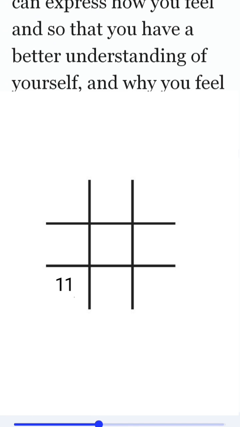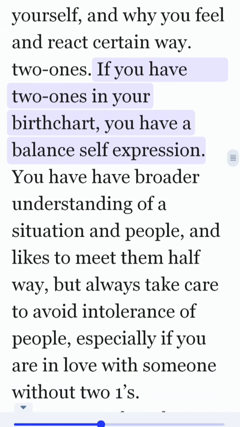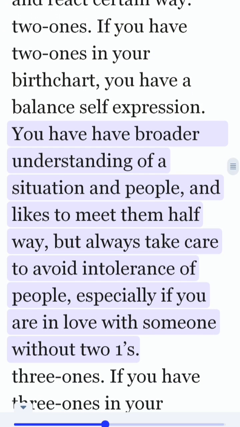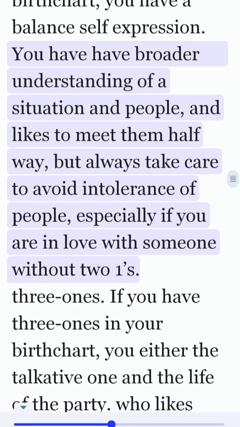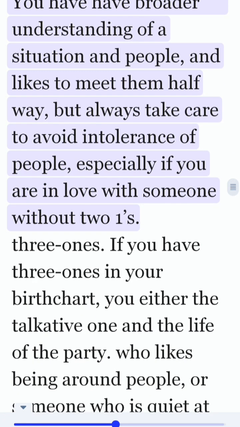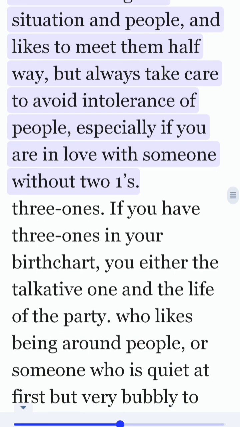2-1s: if you have 2-1s in your birth chart, you have a balanced self-expression. You have a broader understanding of a situation and people, and like to meet them halfway, but always take care to avoid intolerance of people, especially if you are in love with someone without 2-1s.